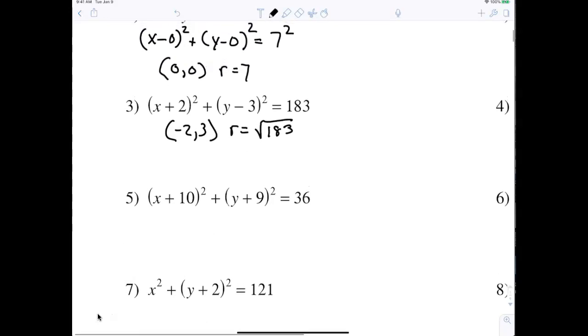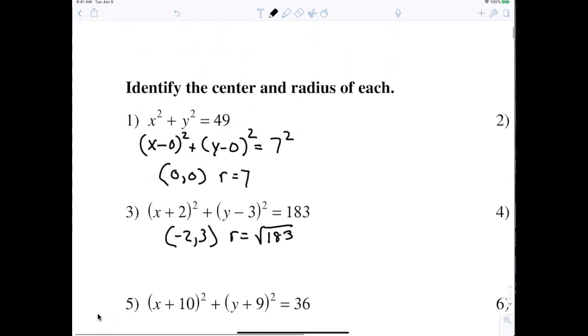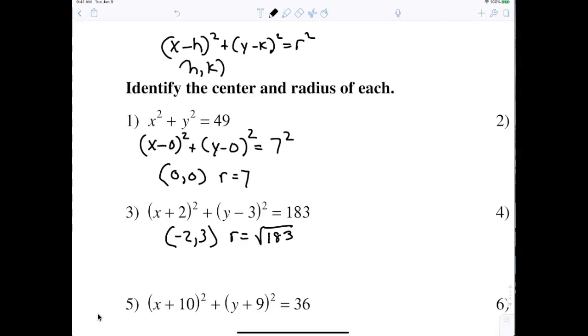So, again, I'm asking you, if you pull up this equation, x minus h squared plus y minus k squared equals r squared. Watch what I'm trying to tell you. It's this easy. HK, I told you, was the center, didn't I?